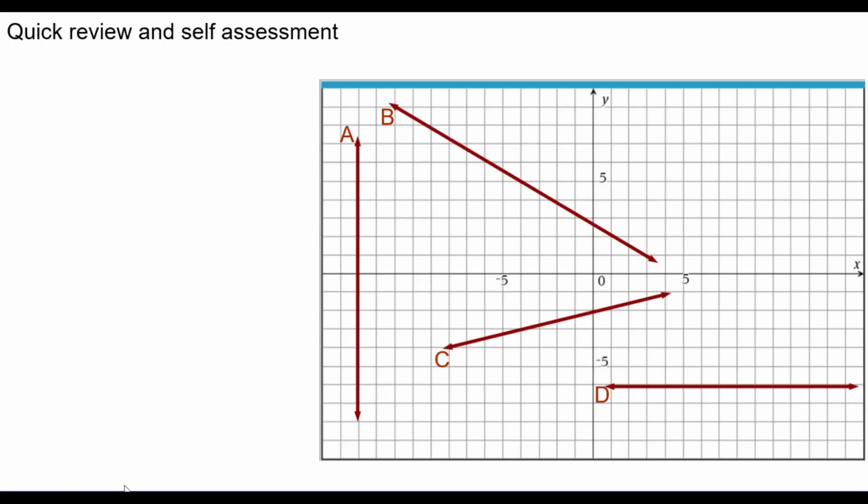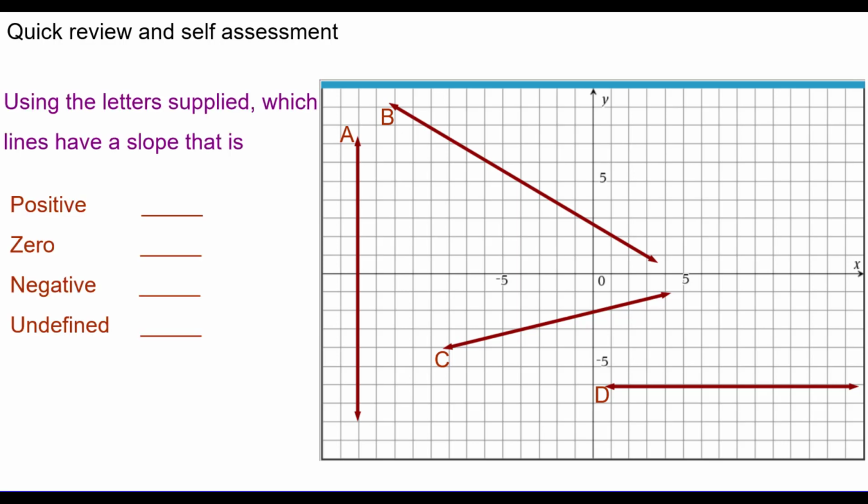So let's do a quick review and self-assessment. Using the letters A, B, C, and D, which lines have a slope that is positive, 0, negative, and undefined? Go ahead and press pause as needed. Resume when you're ready.